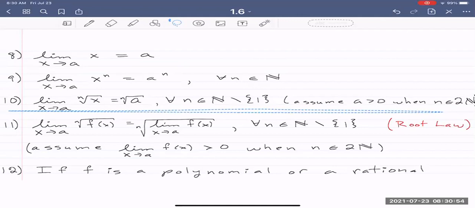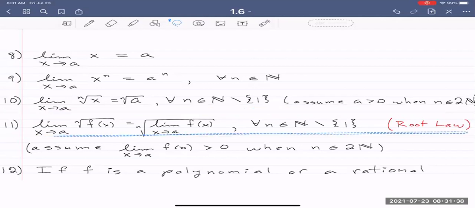The limit as x approaches a of the nth root of x is the nth root of a for all natural numbers n not equal to 1, where we assume that a is greater than 0 when n is an even natural number, so that I'm not taking the square root of negative numbers. Notice that if I included 0, if a were 0, then this would have a one-sided limit, but not a two-sided limit, because you can't take the square root of negative numbers or the even root of negative numbers.